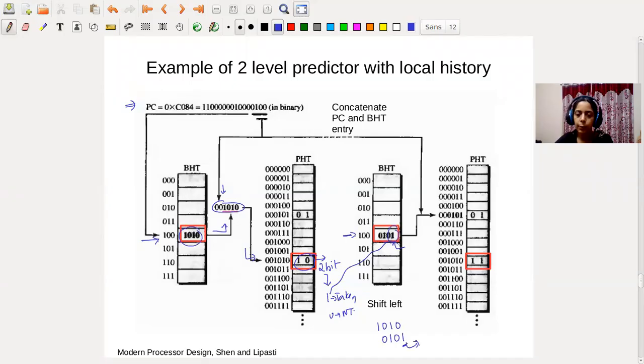This one is coming from the fact that this decision was a taken decision, and that is now going to be used to index. You're going to concatenate it with the PC and then index into another entry here, and this is going to be the new decision. So this is the not taken decision. So this is how the two-level predictor works.